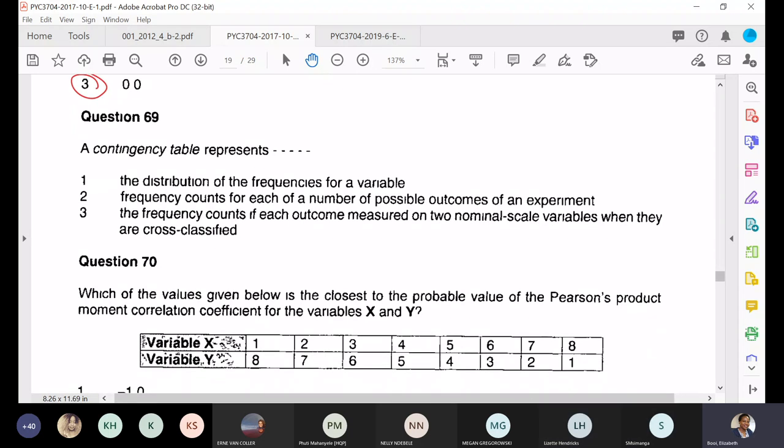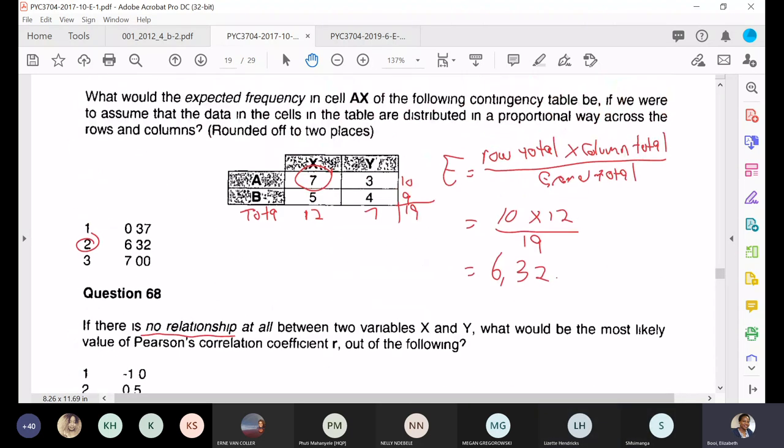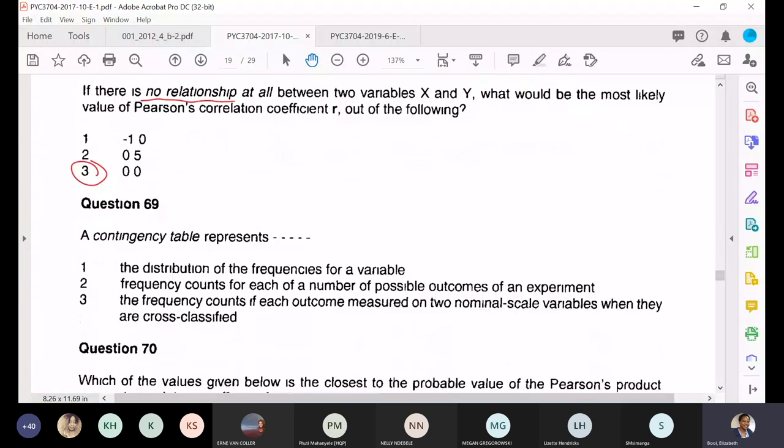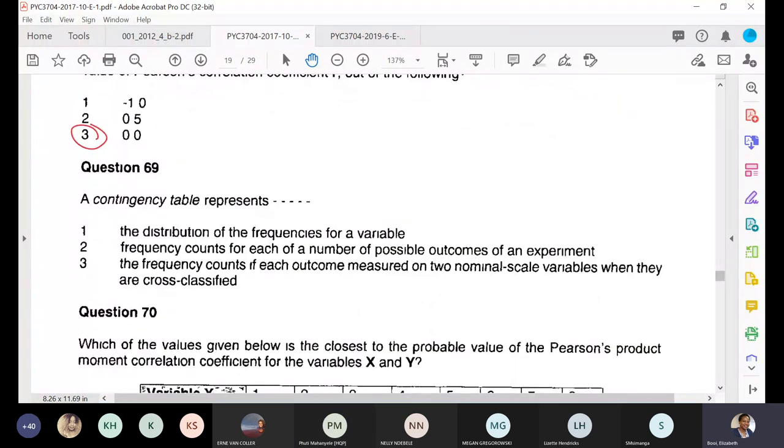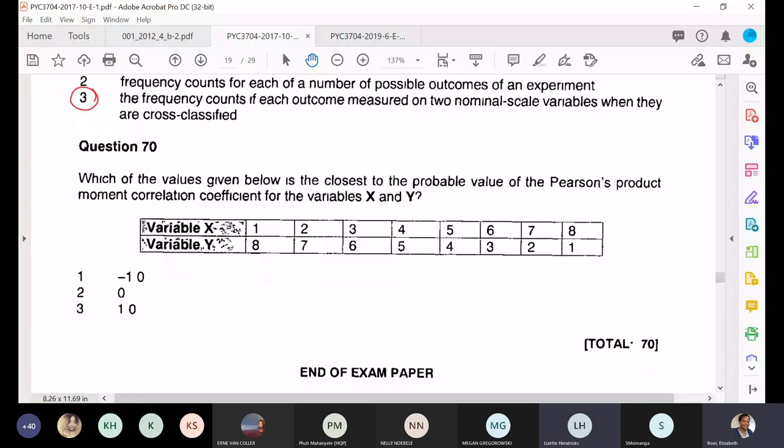A contingency table, which is the same as what we used here. A contingency table represents what? 1, 2, or 3? The distribution of frequencies, the frequency count of each outcome measured in 2 nominal scales of variables when they are cross-classified. Number three. Good. Last one.